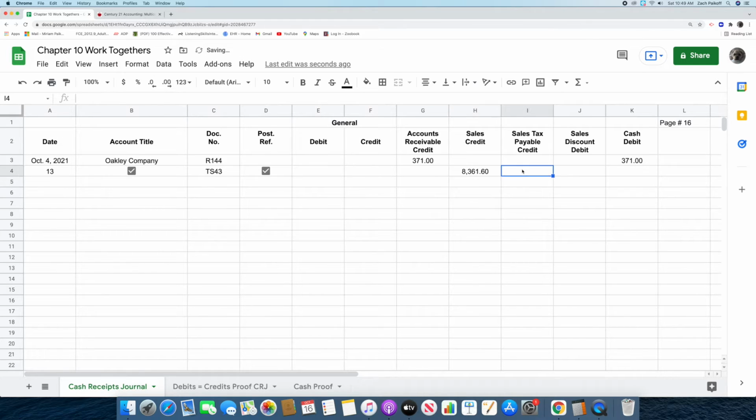We're going to record the $501.70 in the sales tax payable credit column. And then we're going to record the total of those two numbers, which is $8,863.30 in the cash debit column. All right, so that was the second transaction.